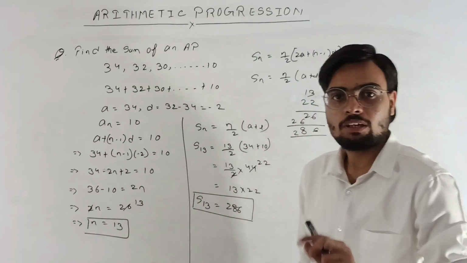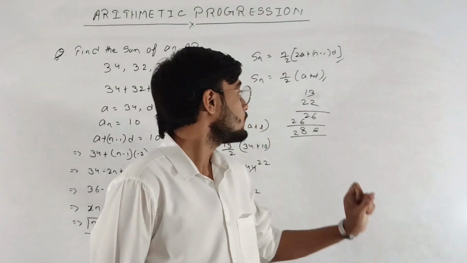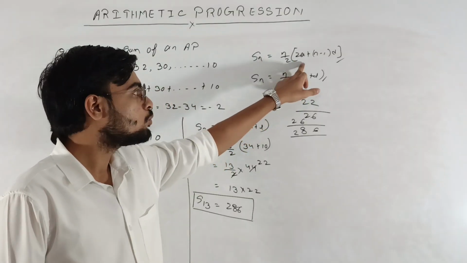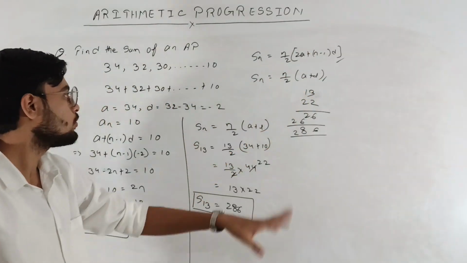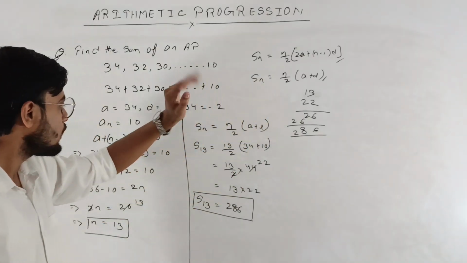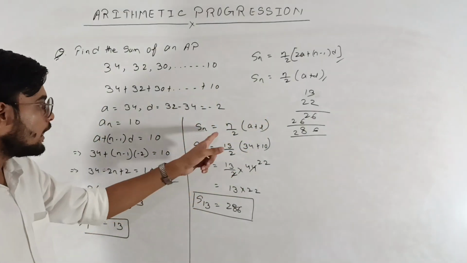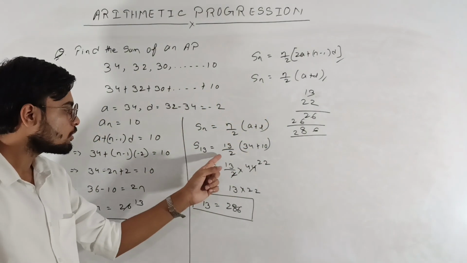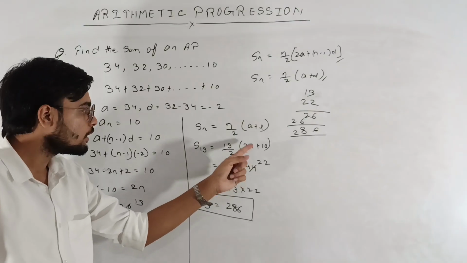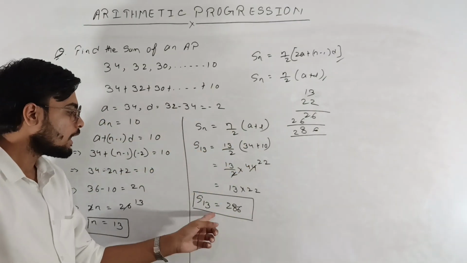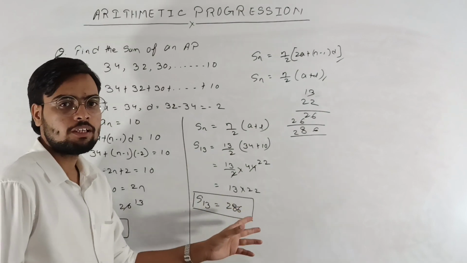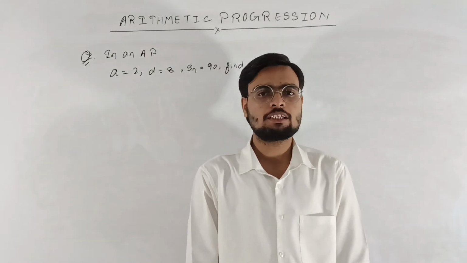Now, n is 13. Now, we have two formulas for finding the sum. First is this one, n upon 2 times (2a plus (n minus 1) into d). Second is n upon 2 times (a plus l), where l is the last term. So I use this formula. Now I put the value of n, 13, in place of n. So S_13 is equal to 13 upon 2 times (34 plus 10). a is 34, l is 10. So after calculating this, I get S_13 equal to 286. Okay. Now let's move to our next question.